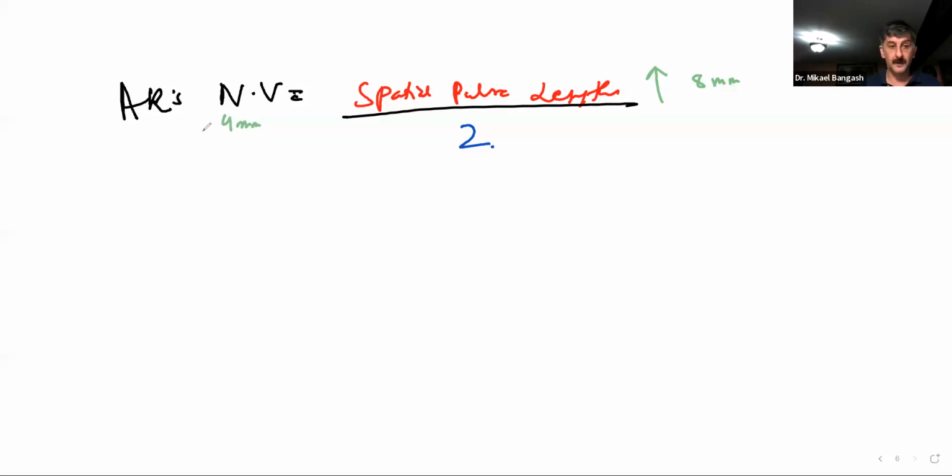Clear? But that's still going to be a great numerical value if you compare it to a pulse with a shorter spatial pulse length. Let's say we had a pulse length of 4 millimeters, which is a shorter pulse. If you divide 4 by 2, what do you get for the numerical value of your axial resolution? It's 2 millimeters. Did you girls get that?